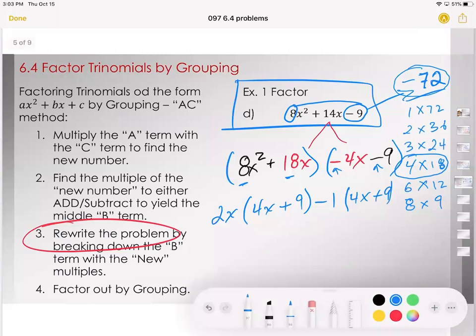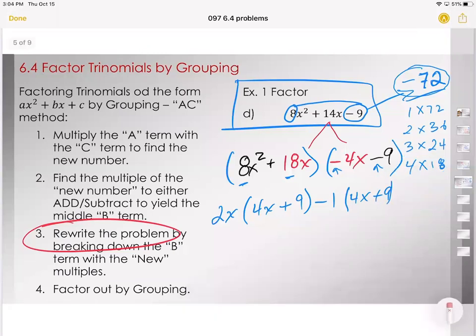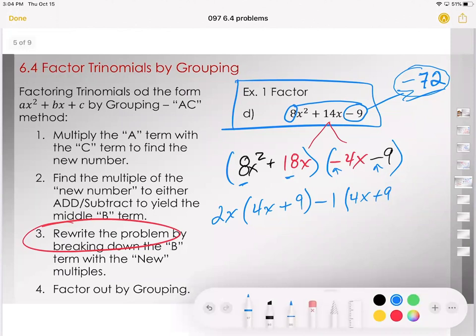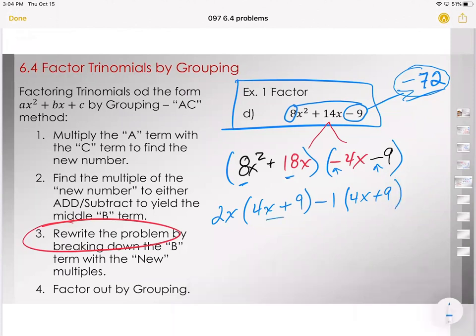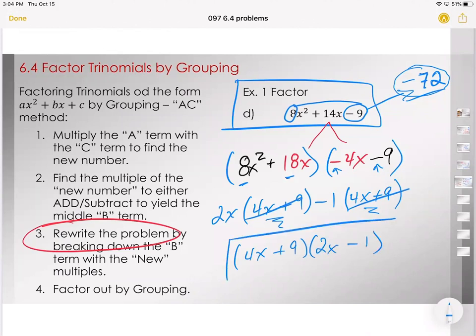And again, let me erase all of this that we don't need, right? All of the multiples that we did before. Once you group them, there's no need for those items there. As you can see, this is what we have: 4x plus 9. And what is the leftover? The leftover is 2x minus 1. So this is the combination that you have.